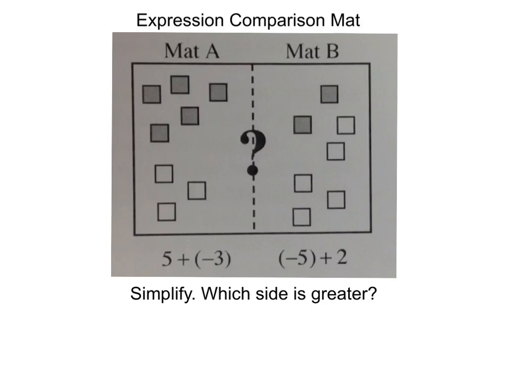Well, on this one, you guys know how to make zero pairs, right? And you could easily cancel out your zeros that you see and determine which side of the mat is greater. And after making my zero pairs, I see that mat A leaves me with 2, and mat B leaves me with -3. Therefore, mat A is the greater mat. It's pretty easy to see it when we're working with integers, but what happens when we throw some variables in?